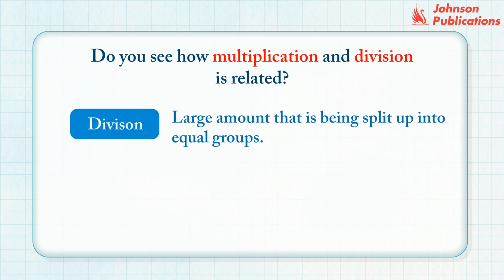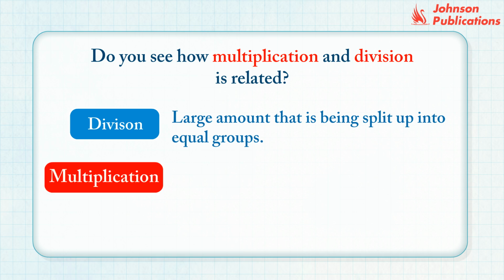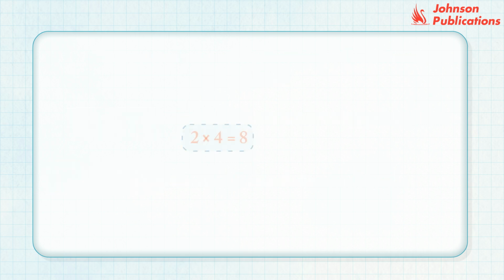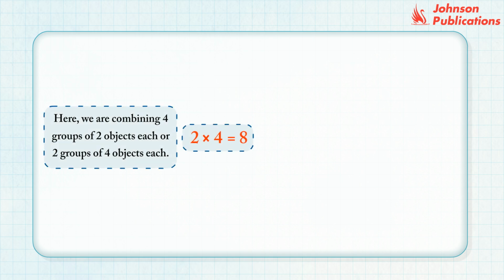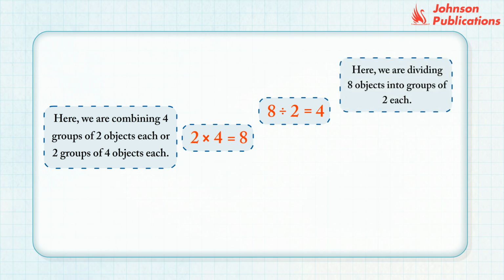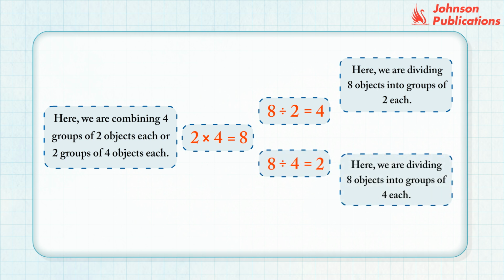Division is splitting up large groups into smaller groups. Multiplication is combining groups to make a large group. Let us look into another example. We know that 2 times 4 is 8. We are combining 4 groups of 2 objects each or 2 groups of 4 objects each. We can make 2 division statements from it. In the statement 8 divided by 2, we are dividing 8 objects into groups of 2 each. Here in another division statement, we are dividing 8 objects into groups of 4 each.